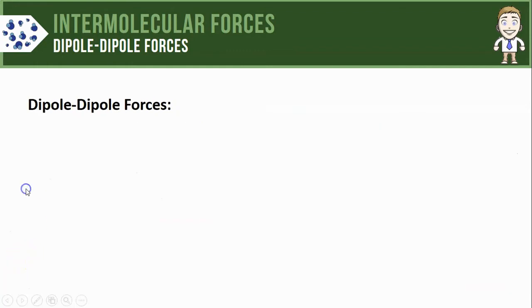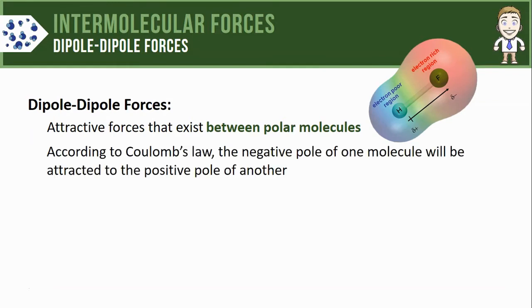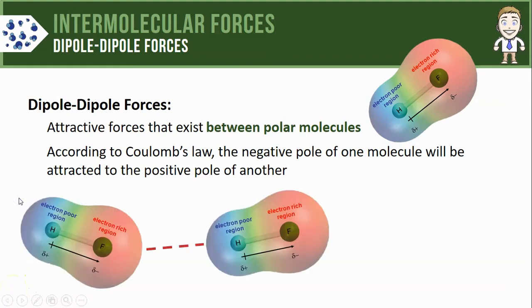A dipole-dipole force is the name given to the attractive force that's going to exist between two or more separate polar molecules, like the hydrogen fluoride molecule shown. So if we had multiple hydrogen fluoride molecules that could be attracted to each other, according to Coulomb's law, the negative pole of one of those molecules would be attracted to the positive pole of another, and we'd call that attraction a dipole-dipole force. Here's what that might look like if we did have two separate hydrogen fluoride molecules.